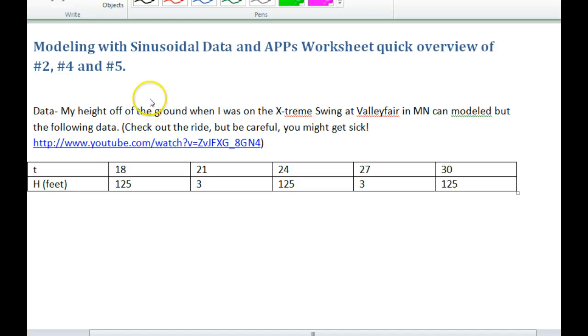Hi, we want to do some modeling with sinusoidal data and then also go through the apps worksheet for your exam so you can study with that. Okay, so what I'm going to do is model some height off the ground on the extreme swing at Valley Fair in Minnesota. We want to model this with the following data here.